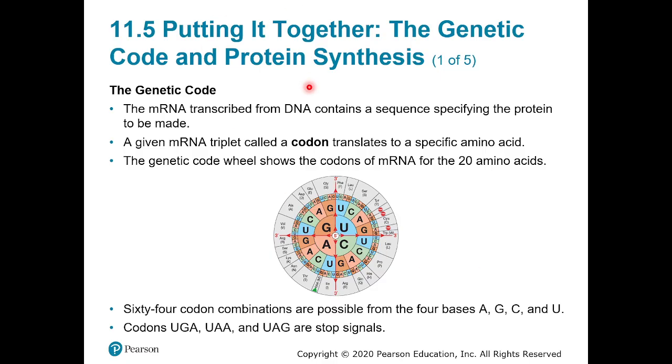Now let's talk a bit about the genetic code here. So the mRNA is going to transcribe from your DNA. This is going to contain a sequence specifying the protein to be made. A given RNA triplet is going to be called a codon, will translate to a specific amino acid. The genetic code wheel actually shows the codons of your mRNA for the 20 amino acids. What you will see here is the first 2 are very important. The third, not so important. Typically, the third one, you can be almost anything and still get the same amino acid.